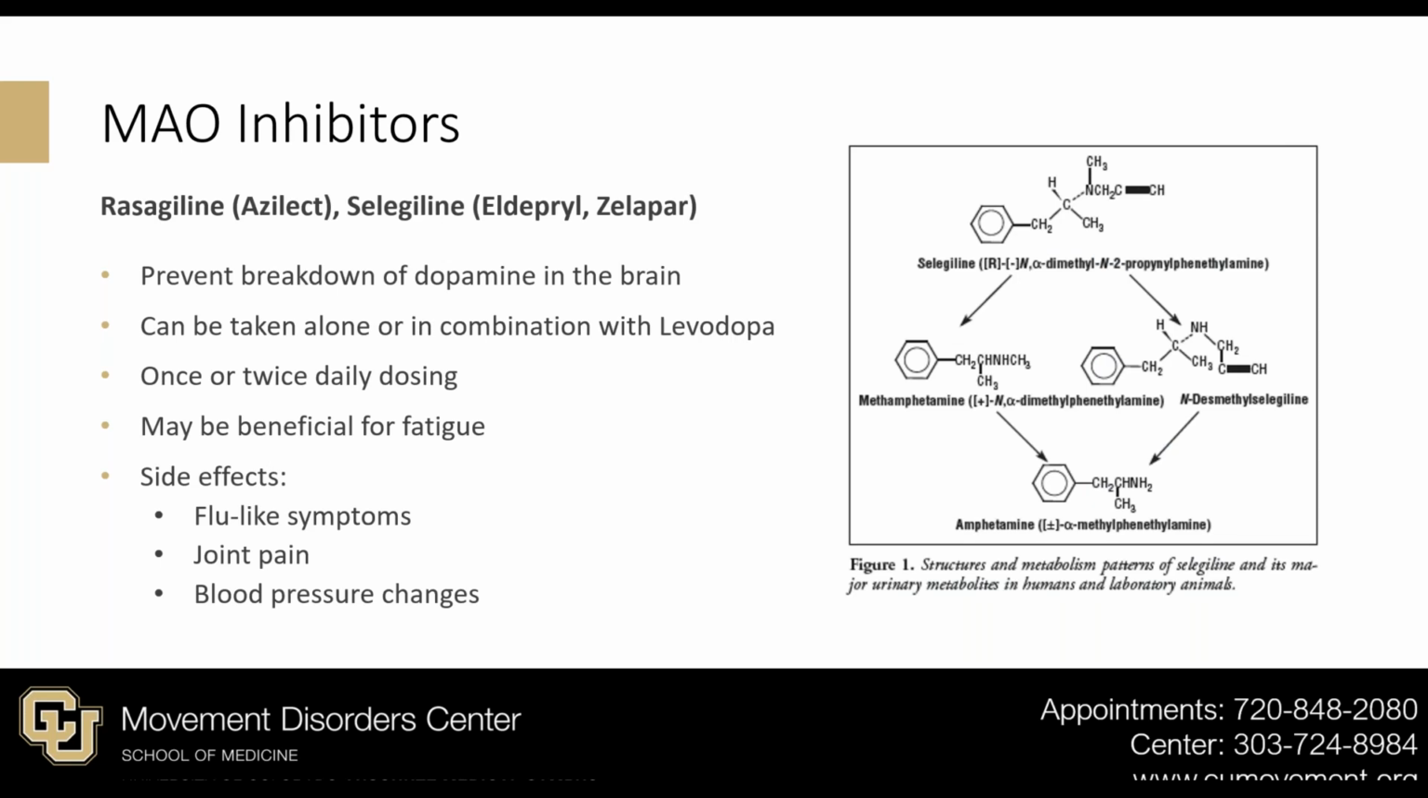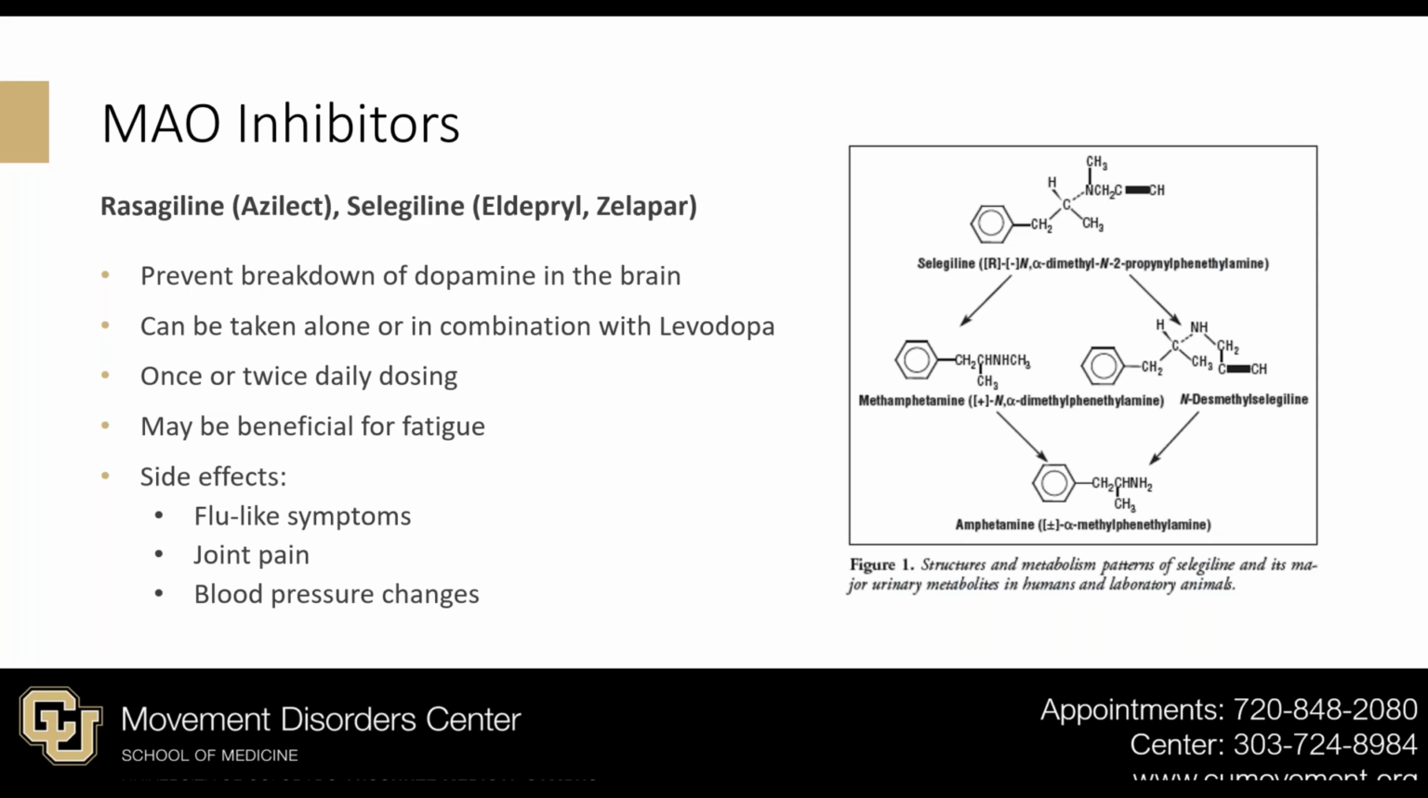Just like the COMT inhibitors, there are the MAO inhibitors, which also stop the breakdown of dopamine in the brain. They work on essentially different enzymes, but it's the same process of reducing breakdown. These can be taken alone or in combination with levodopa.